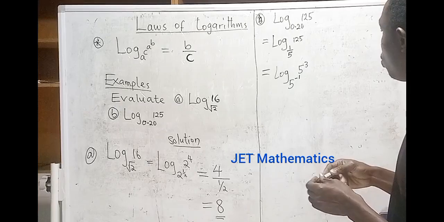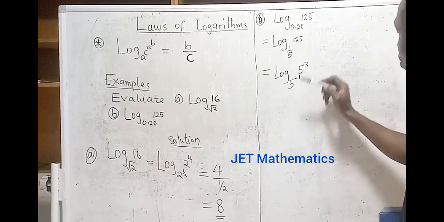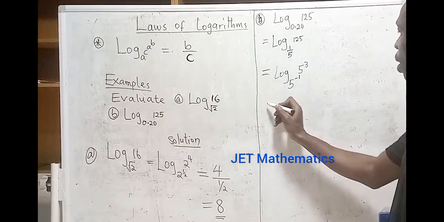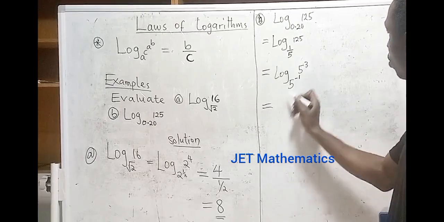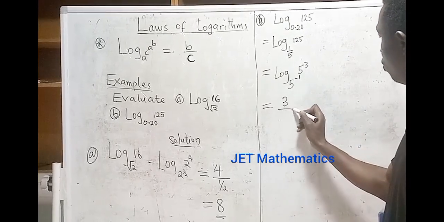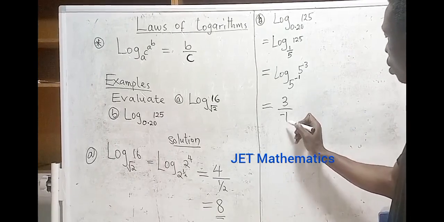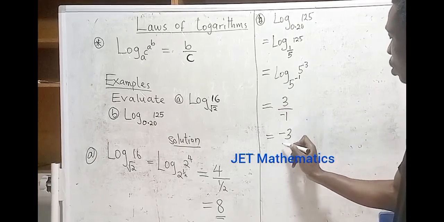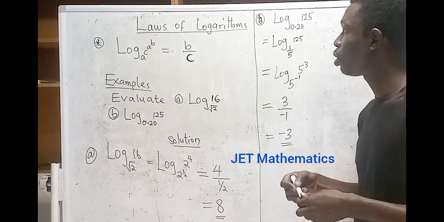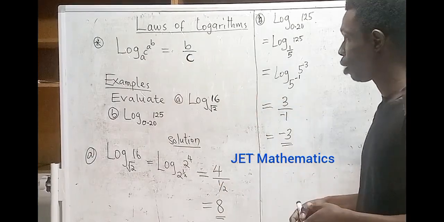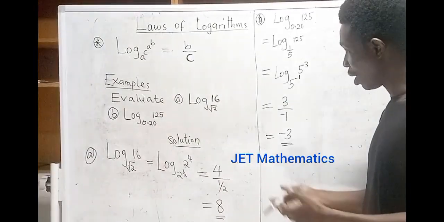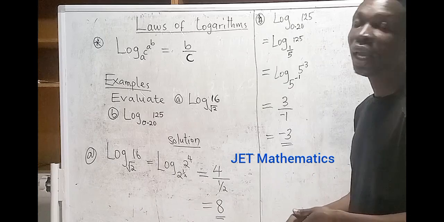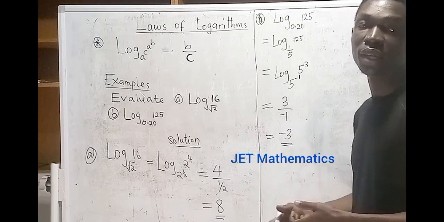So again, we have here 5 and 5, looking exactly like what we have in the law. So we can write our final answer to be 3 divided by minus 1, and 3 divided by minus 1 is simply minus 3. So that is how you use this law to solve simple problems. I know many of you are not familiar with this law, but knowing it can help you simplify so many problems in logarithm without stress.